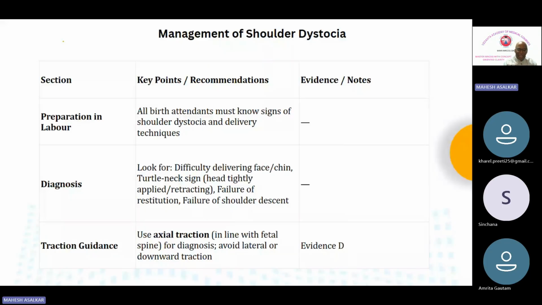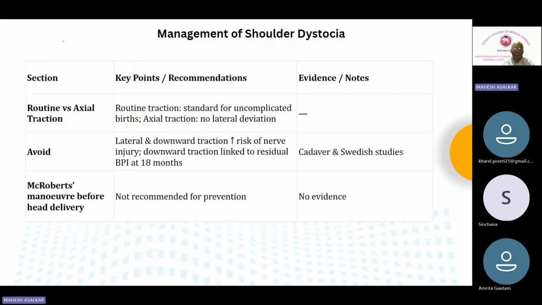So traction should be axial traction in line with the fetal spine for diagnosis, and it should be a routine traction. Okay, it should not be excessive traction. It should be routine axial traction, and avoid lateral or downward traction. So this is very important when you are diagnosing shoulder dystocia. It should be axial traction in line with the fetal spine, and lateral and downward traction is to be avoided.